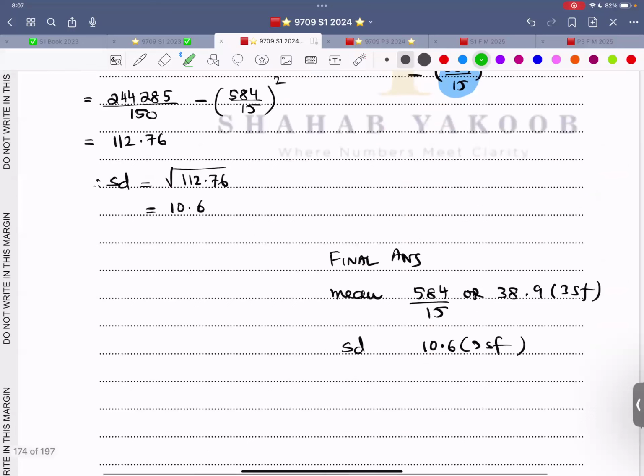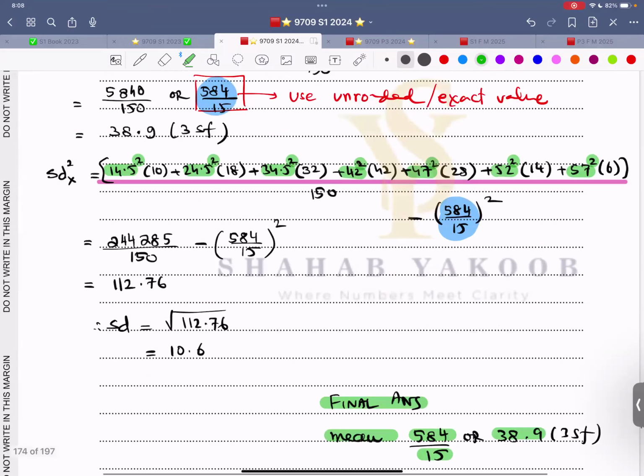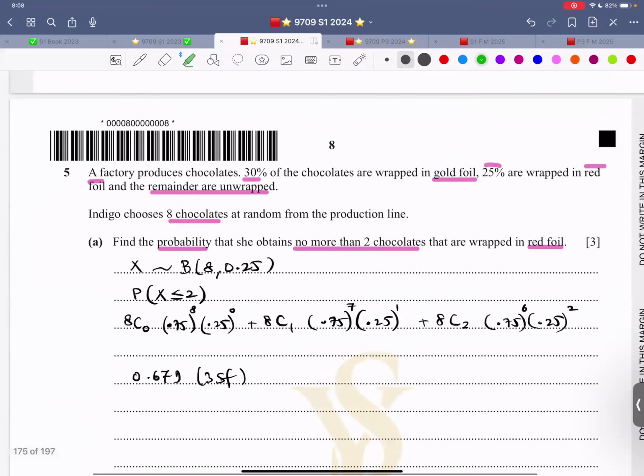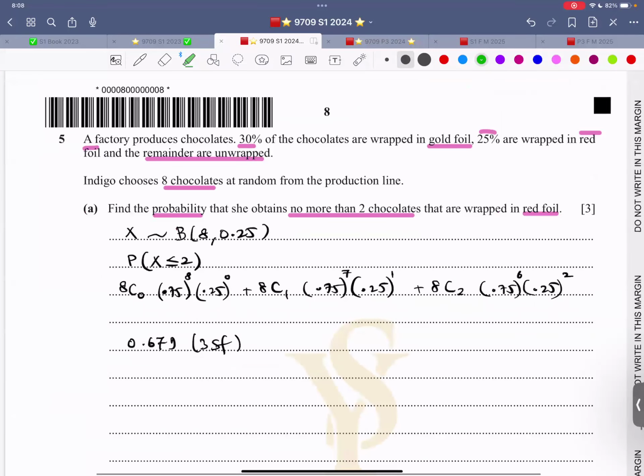So now the final answer over here: the mean is this thing, 38.9, or leave the answer in the exact form. The standard deviation is this thing, given correct to 3 significant figures. Now we started this as 758, this is 808. Now let's focus on this particular question.